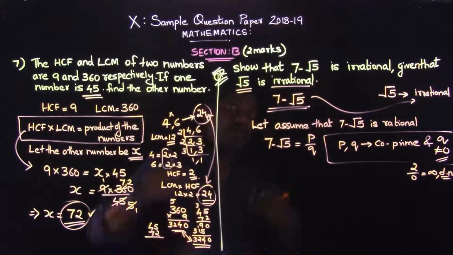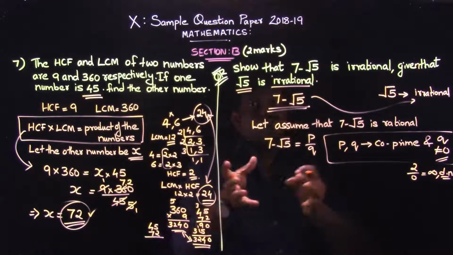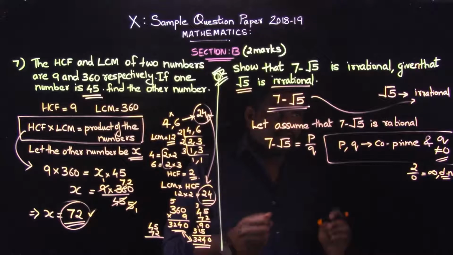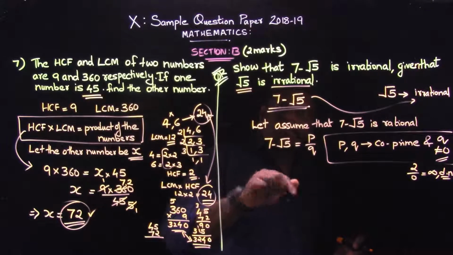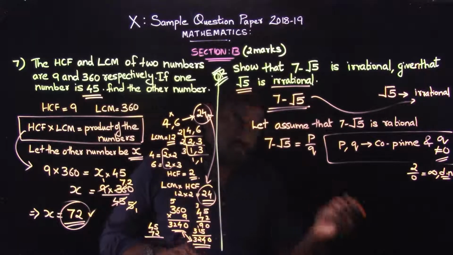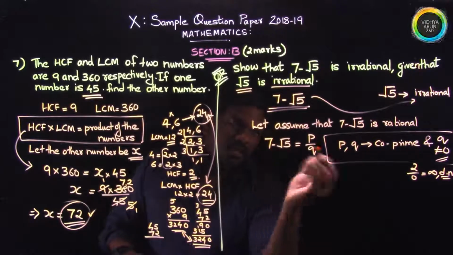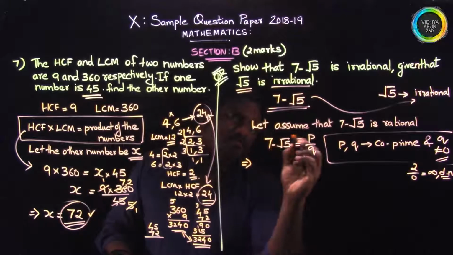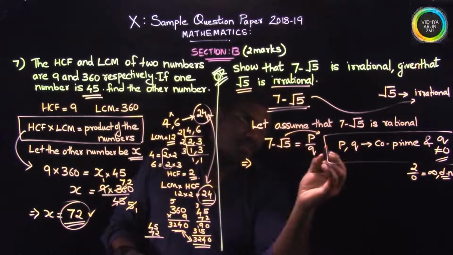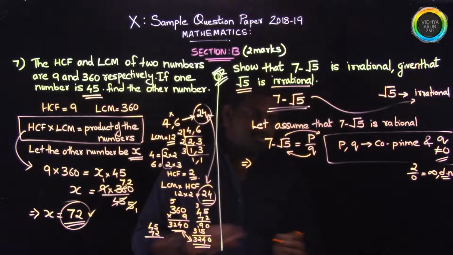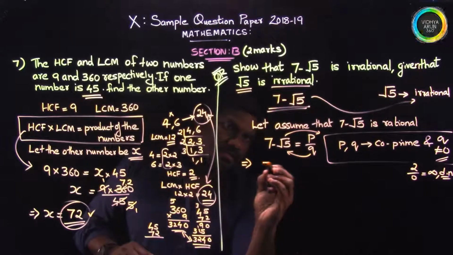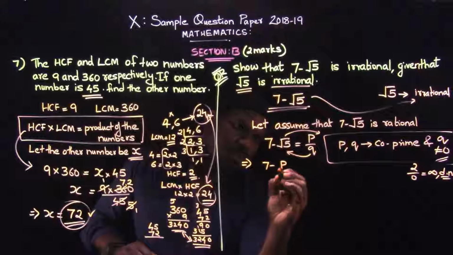Now I am telling you that we are supposing, okay, what if it is rational? If it is rational, then 7 minus root 5 is going to be P by Q in that way. What I'm going to do here is make some substitution. I'm going to shift this root 5 to this side and this one to the other side. And what I will get is 7 minus P by Q.